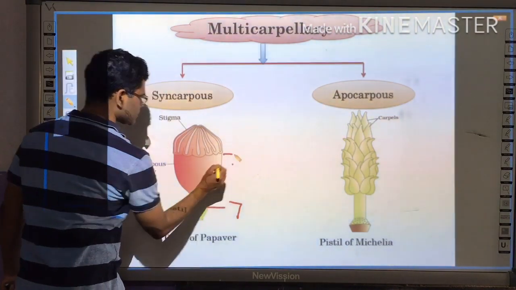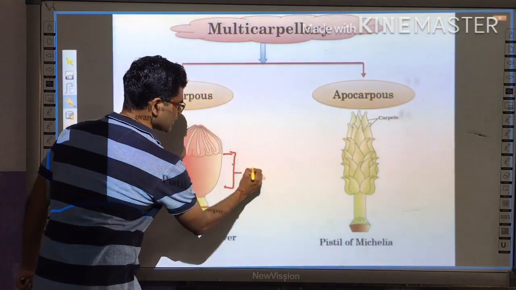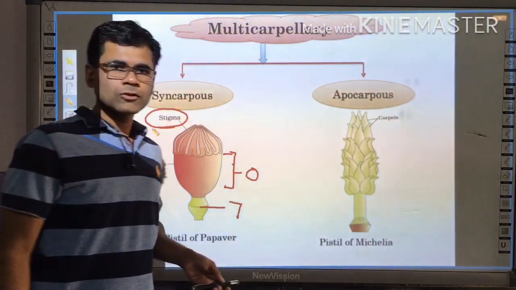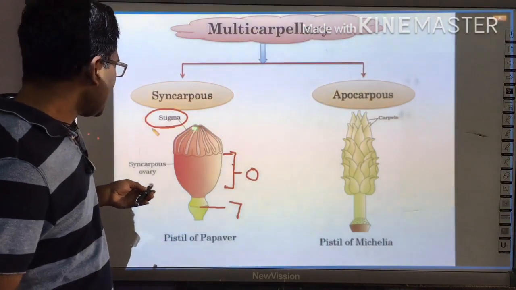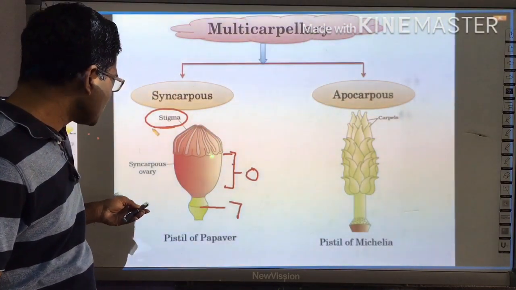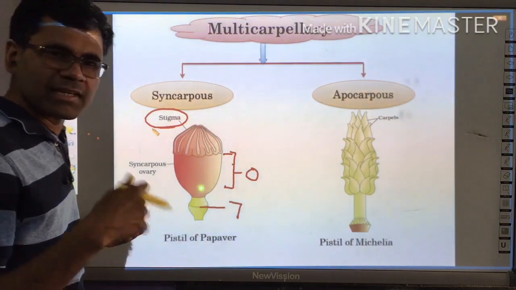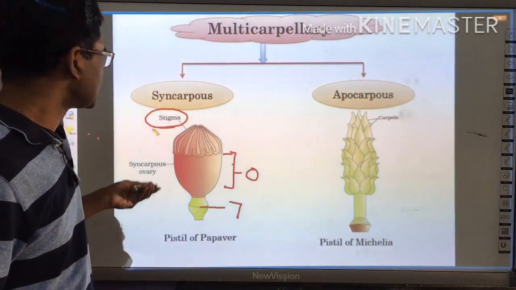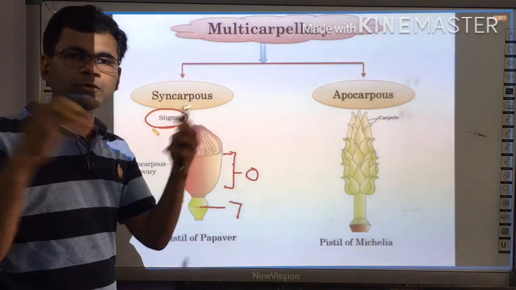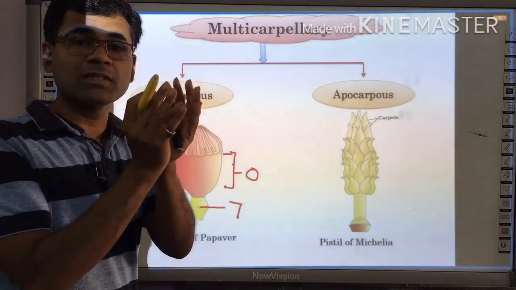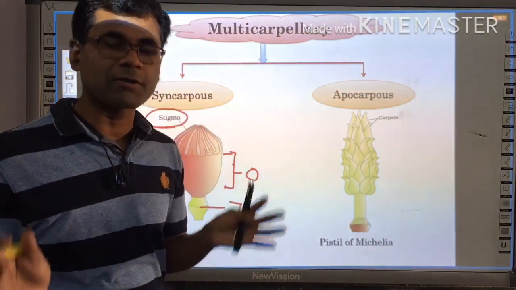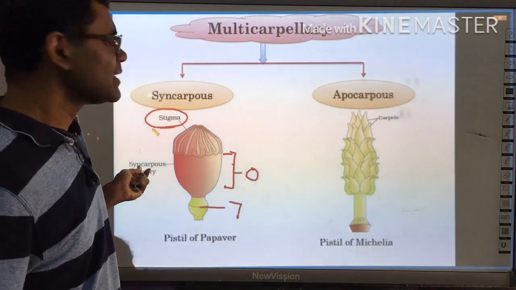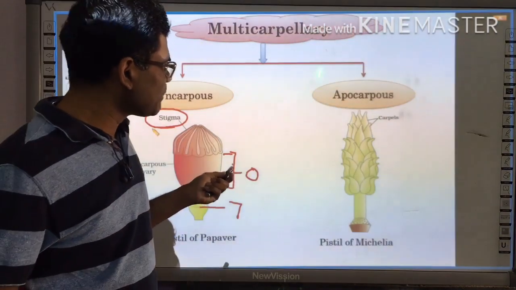From here to here, this is the ovary, and this upper part is termed the stigma. So in Papaver somniferum, this part is called the stigma, and the ovary, as you can see, externally appears as one ovary. But internally it has various segments, various ovules, and the carpels are not separated from each other. They are fused together, and that is why this condition is called syncarpous. Another one is apocarpous.